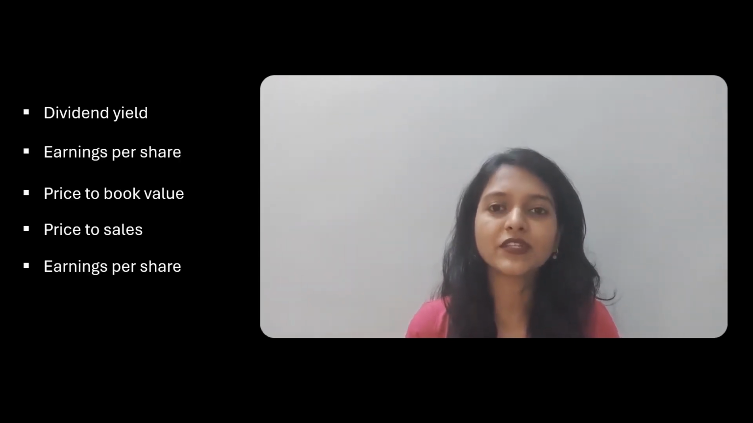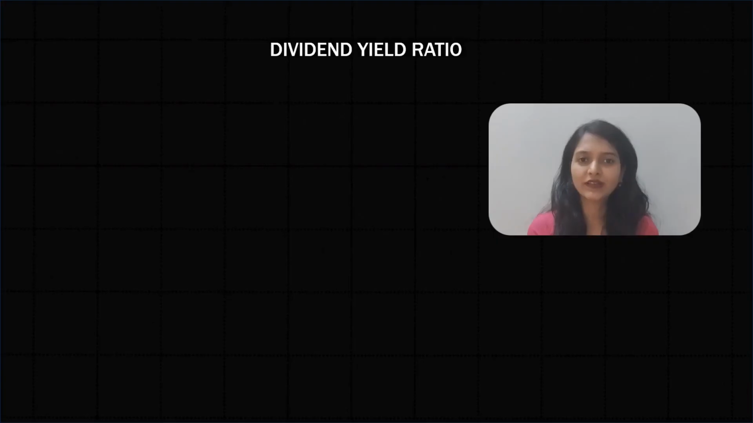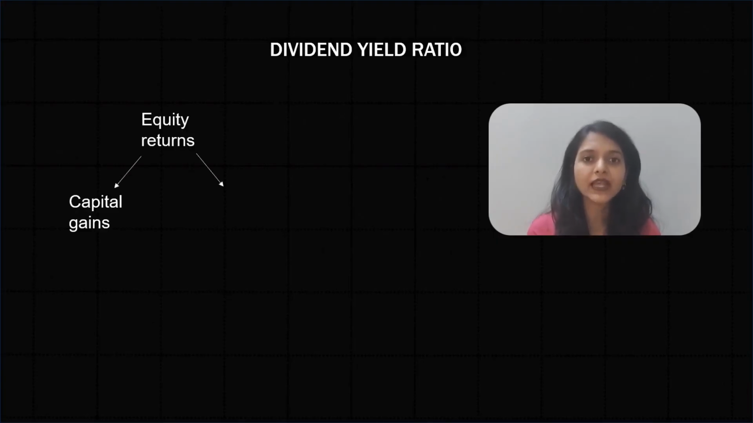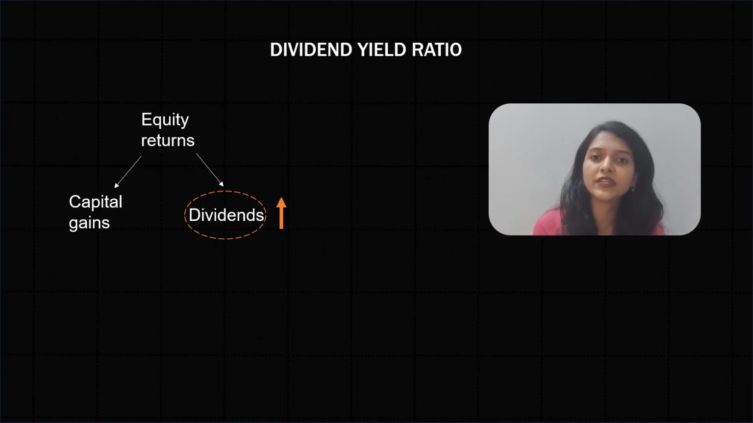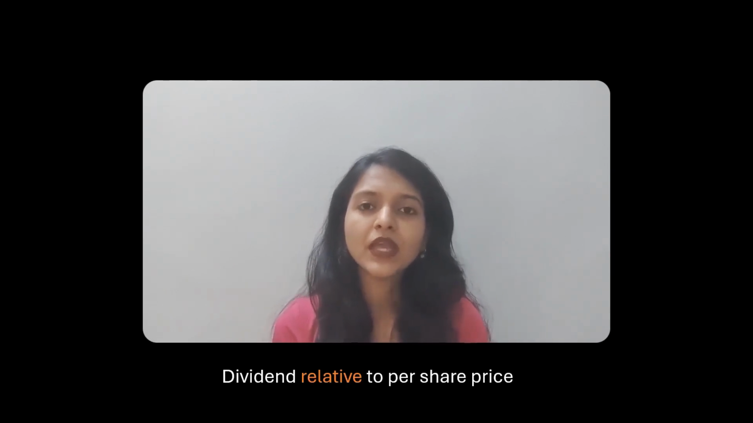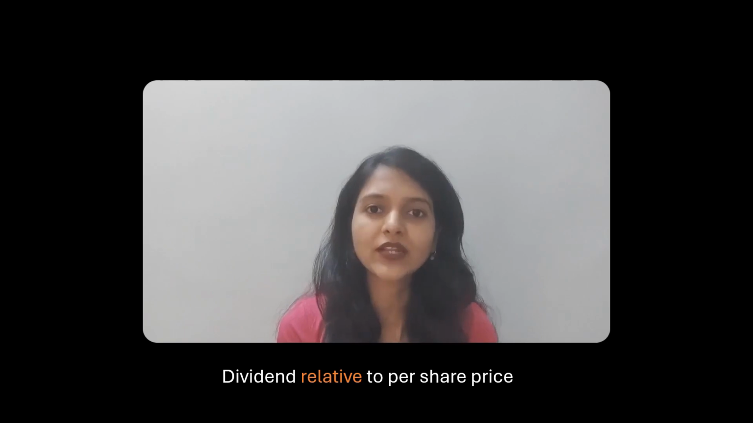So in order to know how expensive or cheap a company's stock is, we'll use these ratios, starting with the first one, dividend yield. Equity total return comprises capital gains and dividends, and this ratio measures the dividend-only return of a stock investment. So the higher the dividend yield, the higher the return in the form of dividends on an investment. And typically only profitable companies pay out dividends. So in short, it measures how much a company pays in dividends relative to its per share price. We'll see an example to understand how to calculate this ratio.